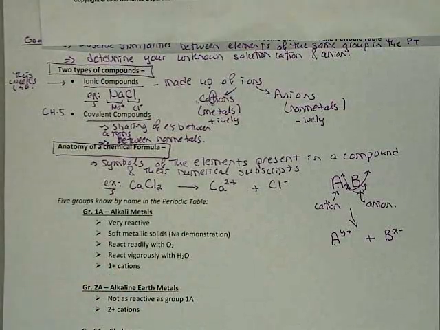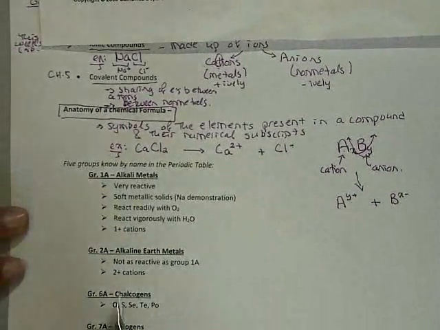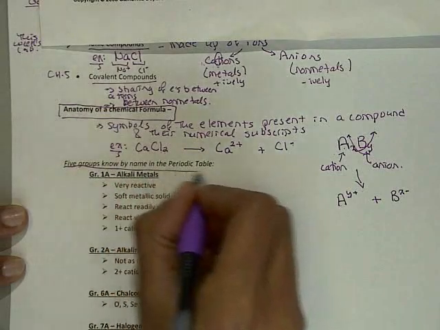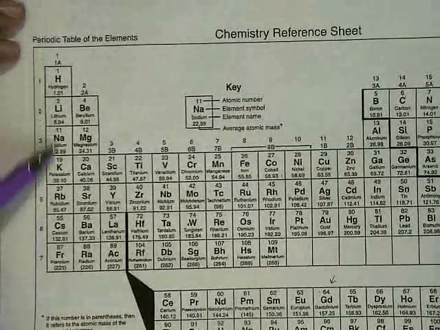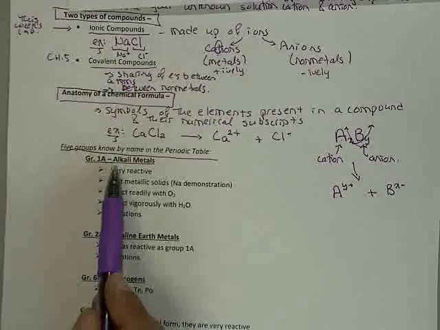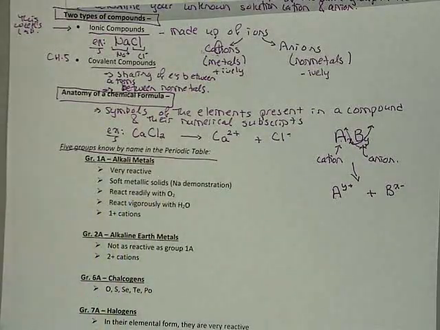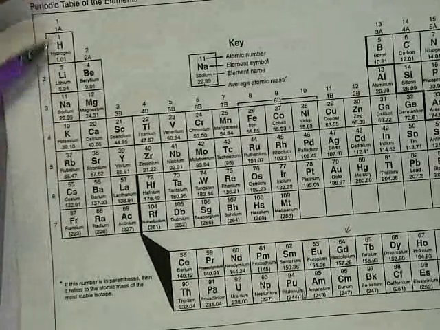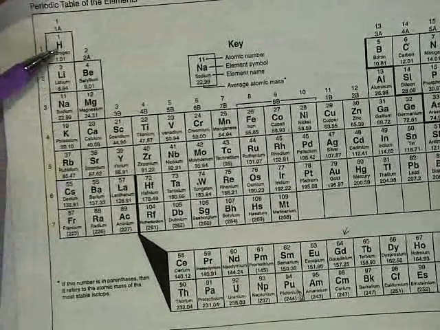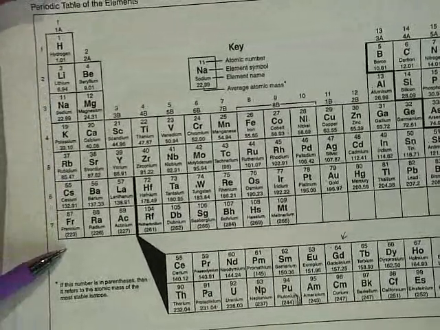Let's set it aside while we go over some of these groups. So there are really 5 main groups that are known by name in the periodic table. Group 1A, so this group here, is known as the alkali metals. Each group has specific chemical and physical properties. So all of these compounds, with the exception of hydrogen, all behave in the same manner.